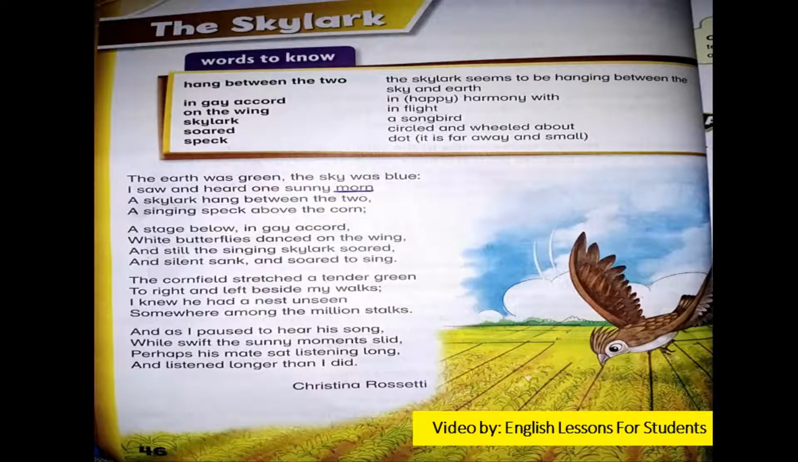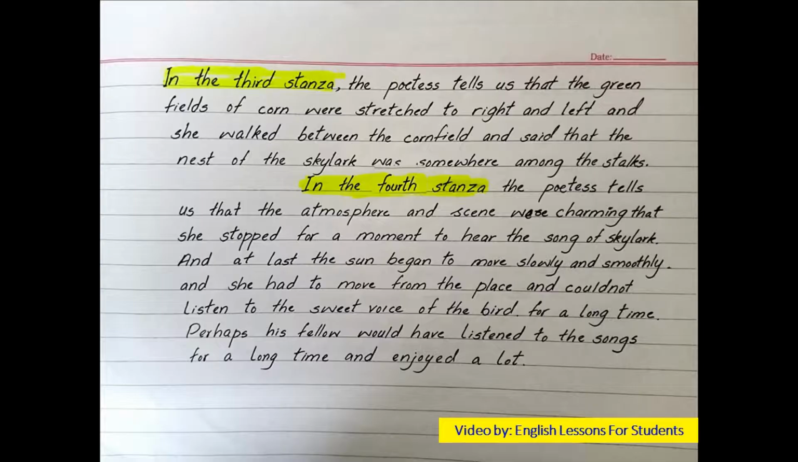Third stanza. The cornfield stretched a tender green to right and left beside my walks. I knew he had a nest unseen somewhere among the million stalks. In the third stanza, the poetess tells us that the green fields of corn were stretched to right and left, and she walked between the cornfield and said that the nest of the skylark was somewhere among the stalks.